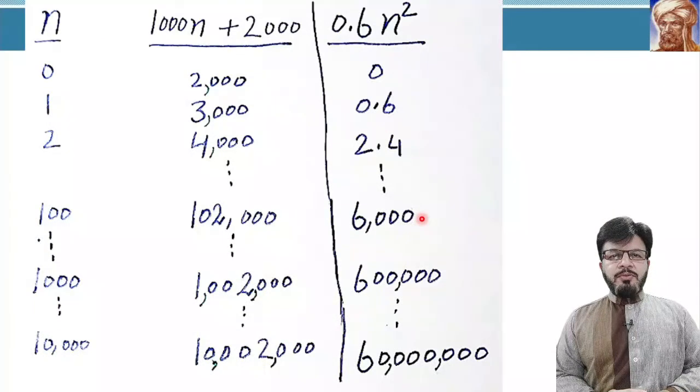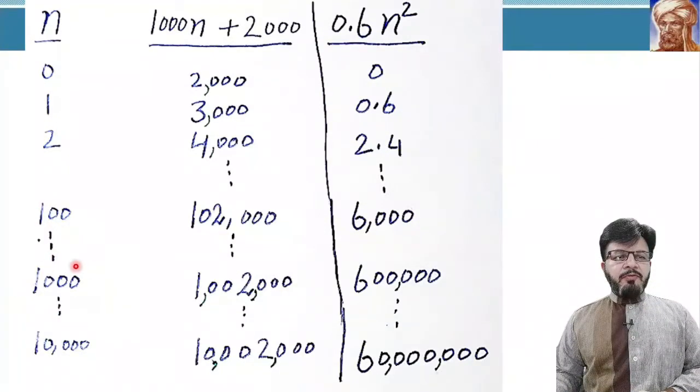We will compare these two functions by taking a few values of n. As you can see, the values of this function are much greater than the values of this function for small values of n. Let's take the value of n 100. At 100, this function will be equal to 102,000, while this function will be equal to 6,000 only. So once again, the value of this function is much greater as compared to this value.